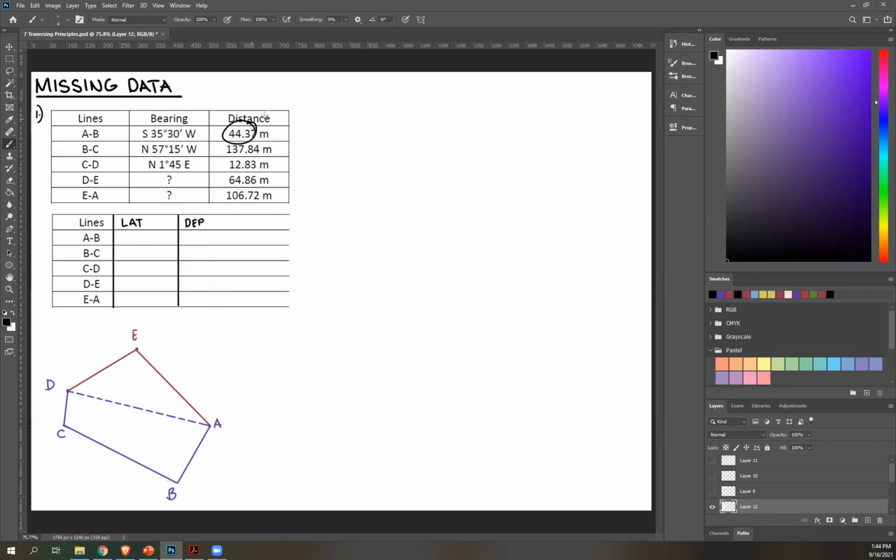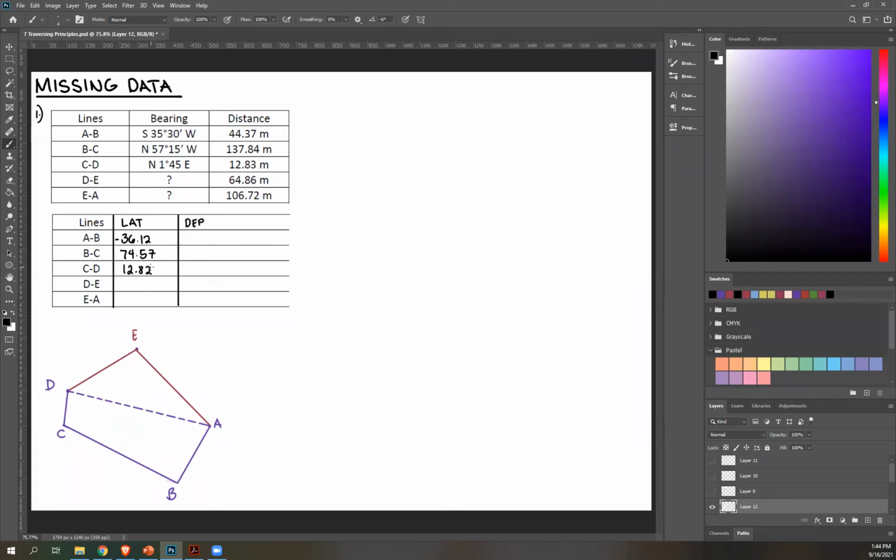So that's 44.37 times cosine 35. And that's south, so that's negative. Solving for that, you should get negative 36.12. Again, you're going to store the total value of this in your calculator. Next, we see 137.84 times cosine 57. That's north, therefore positive 74.57. And then CD, that's 12.83 times cosine 1 degree. You should get 12.82, and that's north, so positive.